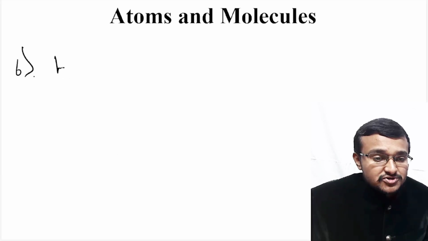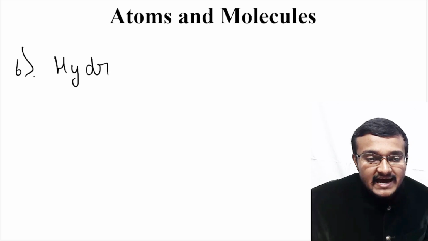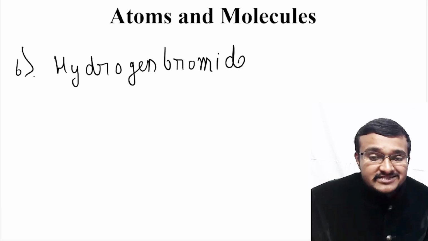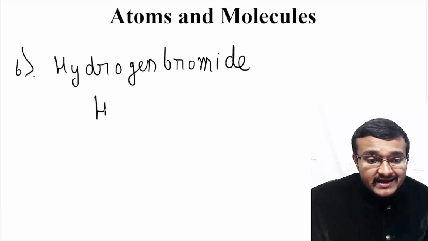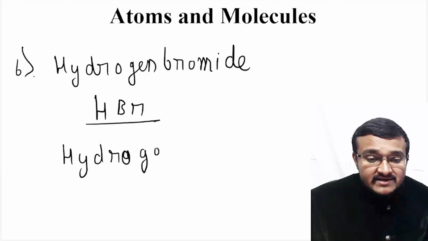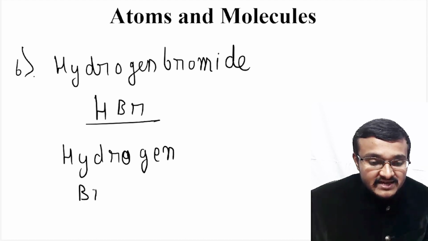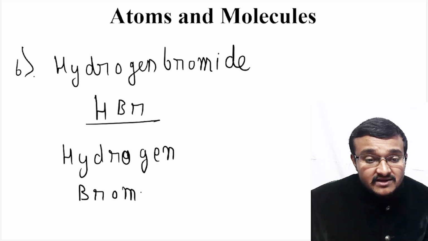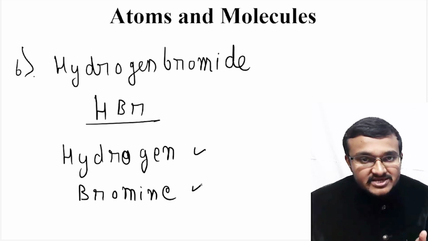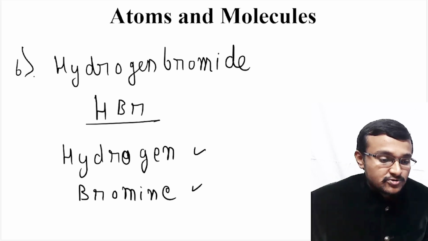Coming to the B question, here they have given hydrogen bromide. If you write the chemical formula of hydrogen bromide, it is HBr. So here you can clearly notice that hydrogen is there in this HBr and also bromine is there in this HBr. So hydrogen and bromine are the elements which are there in this hydrogen bromide.